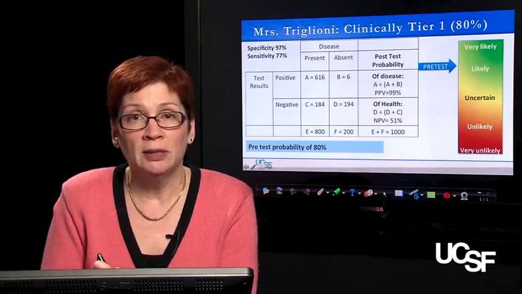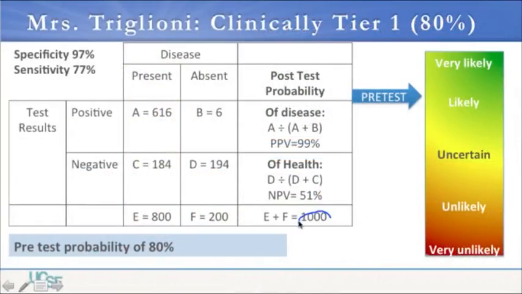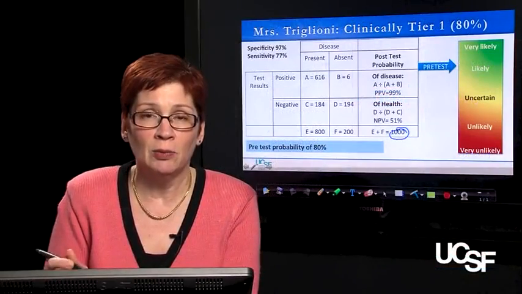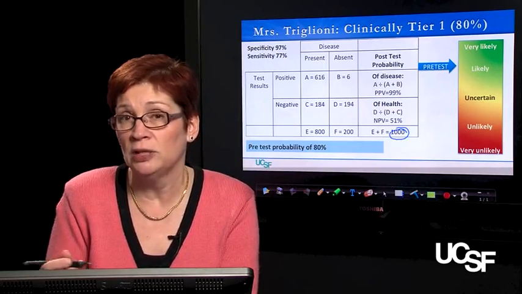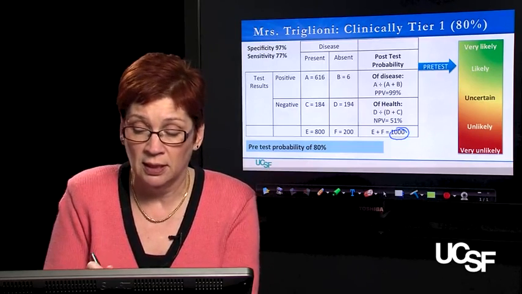In order to complete a table like this, you assume a population of 1,000 patients. It's just a convenient number that's easy to do the math with. You could choose 100, you could choose 10,000, and you could choose 85, but we're going to use 1,000.